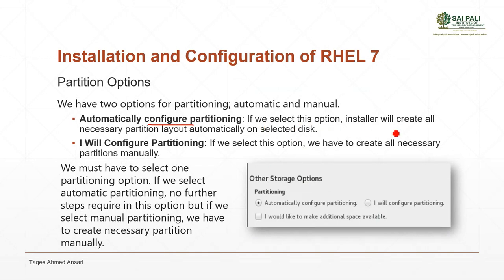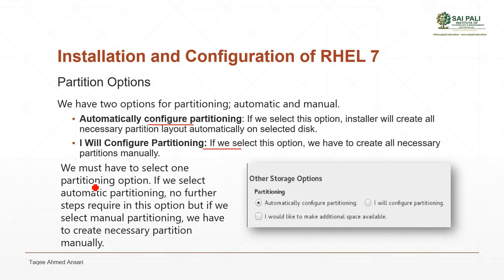Automatic, if you select this option, it will install all necessary layout automatically on the selected disk. Remember, necessary layout, that means only the layout which you have to have. And in this, you have to select what you want to create. But if you want to select manual, then again you have to create those necessary partition layout. And other than that, you can create any other.